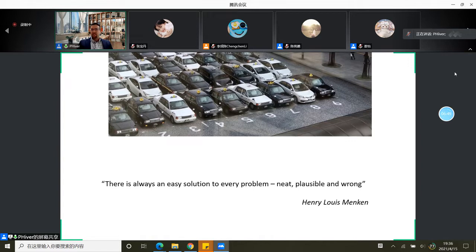But as the famous essayist H.L. Mencken once said, there's always an easy solution to every problem. Neat, plausible, and wrong. So we began to suspect in our work that what others in the field thought of as conventional research practices, they were actually chasing solutions that were neat and plausible and wrong.